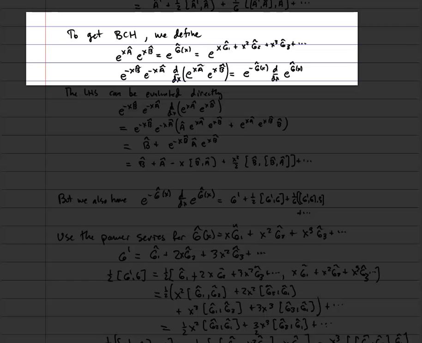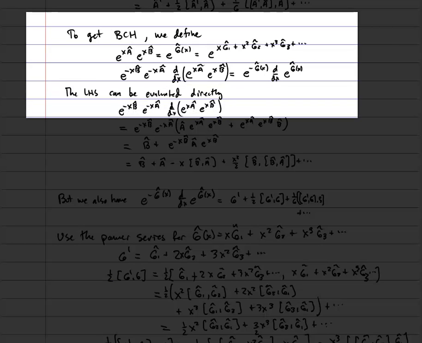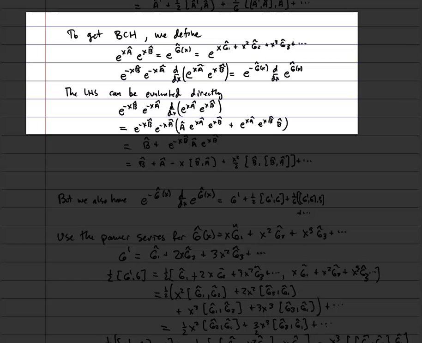Now I'm going to multiply on the right both expressions by d by dx of e to the g. But e to the g I'm going to write as e to the xa, e to the xb on the left-hand side. I'm going to just write it as e to the g on the right-hand side. Now, the left-hand side can be evaluated directly because d by dx, I pull an a out when the derivative hits the e to the xa, and I pull a b out when it hits the e to the xb. I'm going to pull the a out all the way to the left. I'm going to pull a b out all the way to the right.